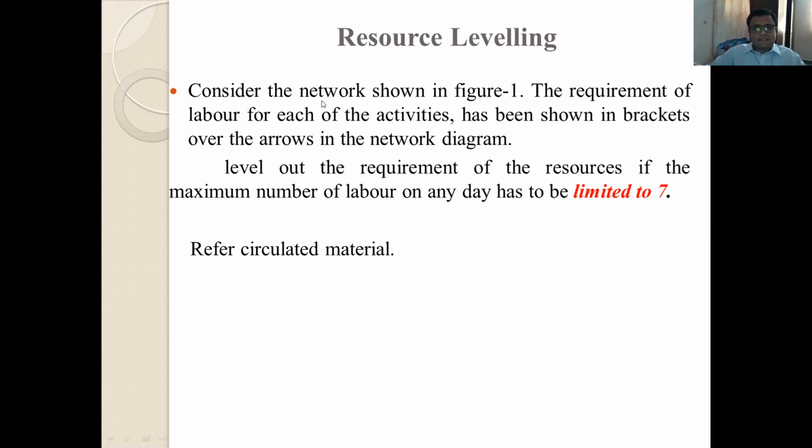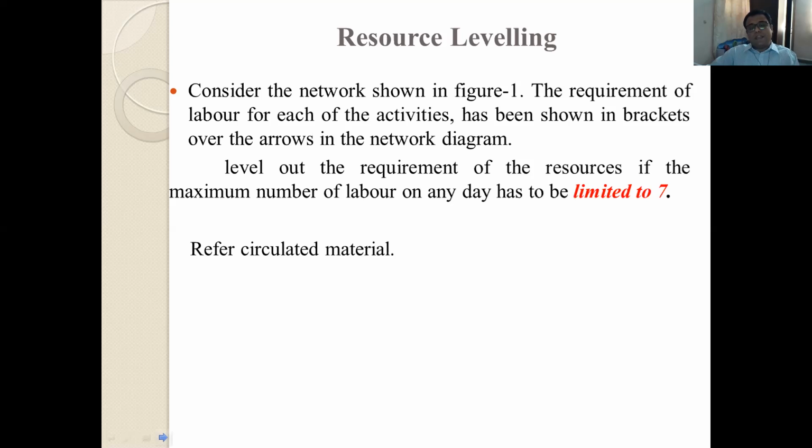In this example, consider the network shown in figure 1. The requirement of labor for each day of each of the activities has been shown in brackets over the arrows in the network diagram. Level out the requirement of resources if the maximum number of labor on any day has to be limited to 7. See here what is given: maximum number of labor is 7. If on any day you require 8 labor, you cannot employ the 8th labor because they are limited to 7 only.